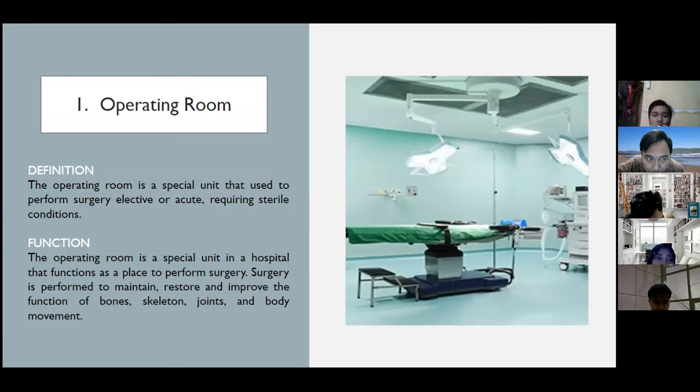Hospital rooms. Number 1, operating room. Definition: the operating room is a special unit used to perform surgery, elective or acute, requiring sterile conditions. Function: the operating room is a special unit in a hospital that functions as a place to perform surgery. Surgery is performed to maintain, restore, and improve the function of bones, skeleton, joints, and body movement.